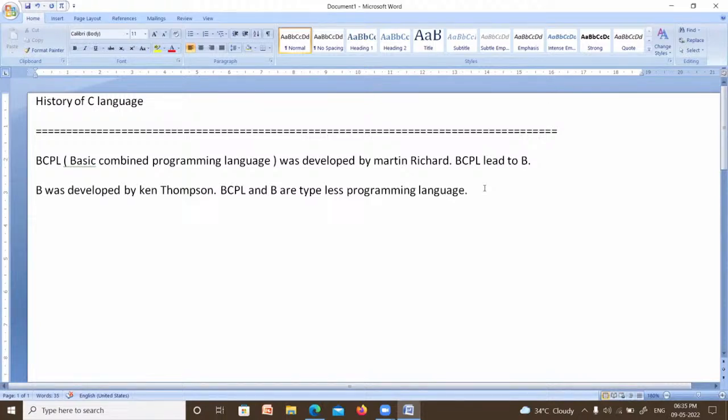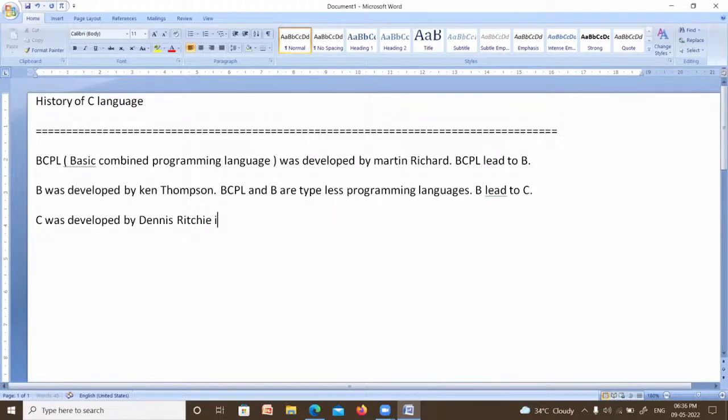After that, there is a person. His name is Dennis Ritchie. He introduced a new programming language and he introduced data types also. From B, they developed C language. C was developed by Dennis Ritchie.